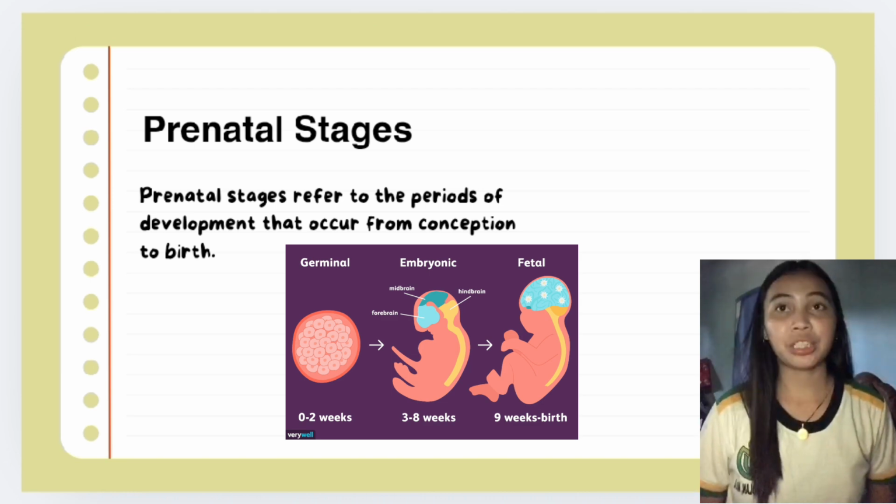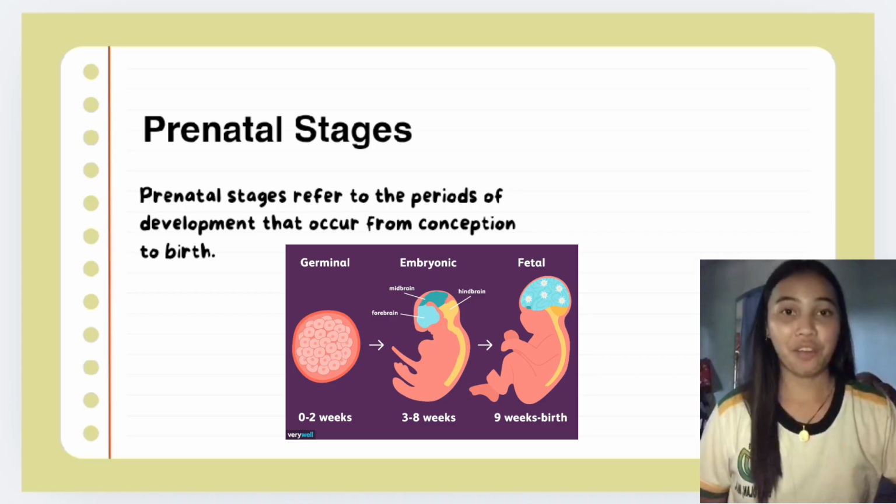The germinal stage begins at conception, when a sperm fertilizes an egg, creating a zygote. The zygote undergoes rapid cell division as it travels down the fallopian tube to the uterus. The dividing cells form a blastocyst, a structure composed of an inner cell mass, which will become the embryo, and an outer layer of cells, which becomes the placenta. The blastocyst implants in the uterine wall, which marks the end of the germinal stage.